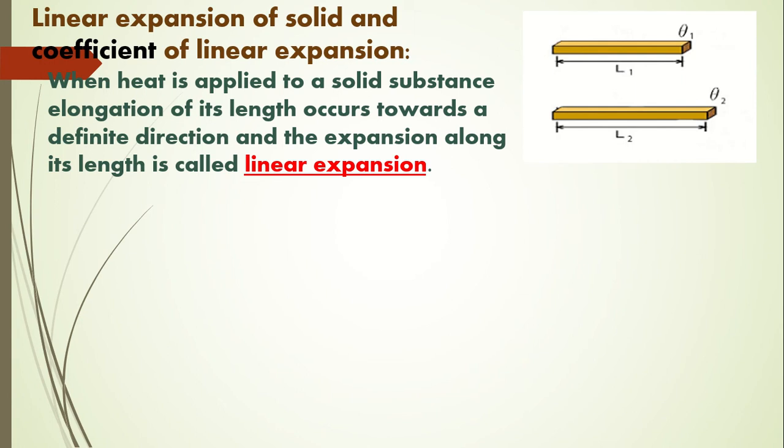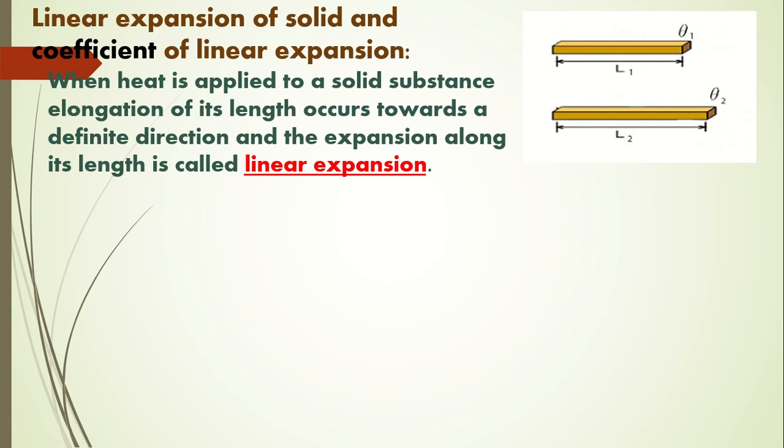At first, I want to give you the definition of linear expansion of solid. When heat is applied to a solid substance, elongation of its length occurs towards a definite direction, and the expansion along its length is called linear expansion. Look here, I have underlined this linear expansion because you have to memorize this definition. It may come as your knowledge-based question.